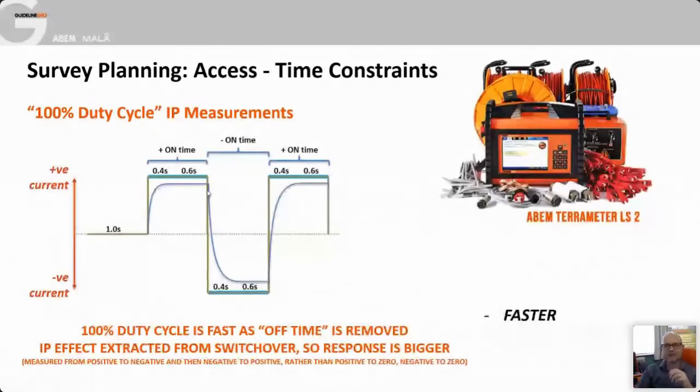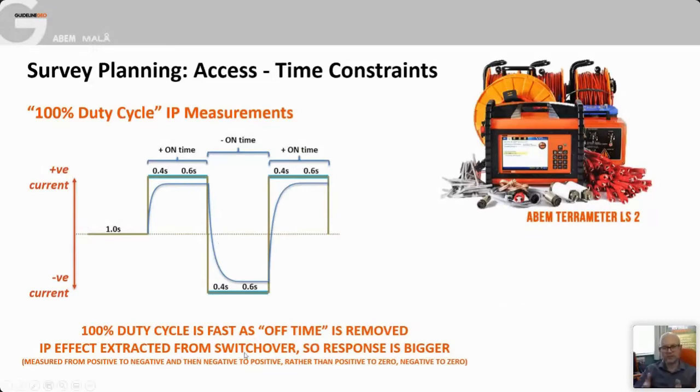So what we do is we wait for the switchover period and we map that curve. And that gives us a number of advantages. One, we're taking out the off time, so the measurement is much faster. Two, we've got a bigger effect. Instead of measuring just from positive to 0 or negative to 0, we're going all the way from positive through to negative. So it's much easier to see that chargeability effect, to see the shape of the curve, get a real idea about how the IP effect is operating in that region.